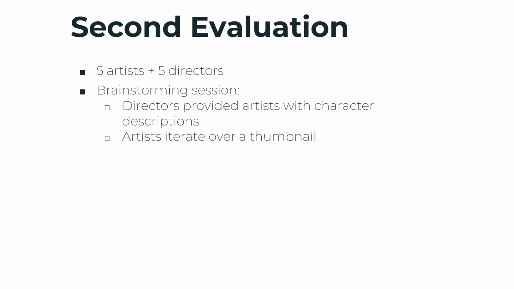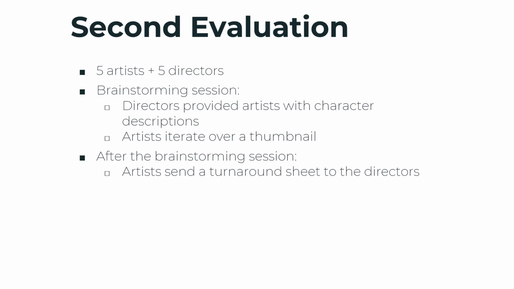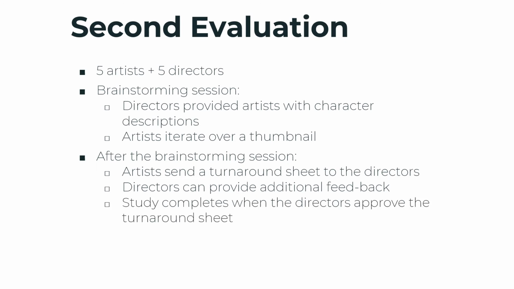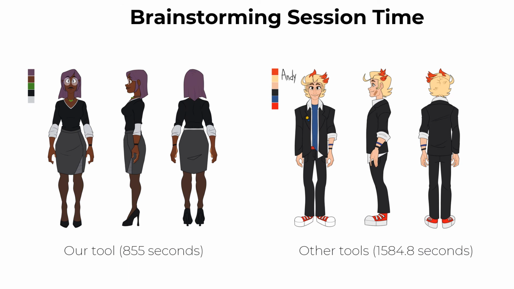The artist sketched a thumbnail based on the director's feedback in the brainstorming session, and after the brainstorming session, the artist completes a turnaround sheet and presents it to the directors. The directors can provide additional feedback, and the study ends when the director approves the turnaround sheet. Overall, the brainstorming session was shorter when artists were using our tool compared to other design tools.